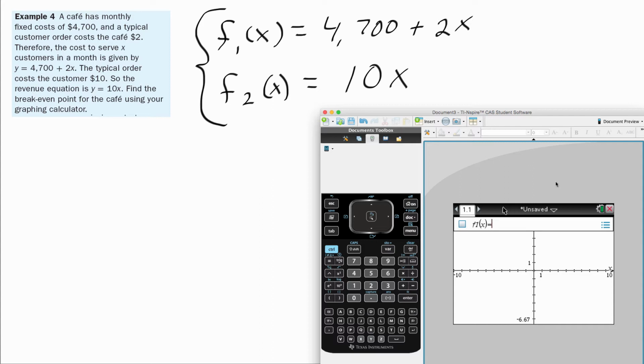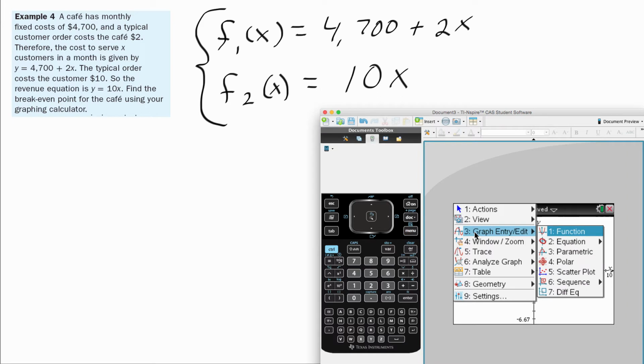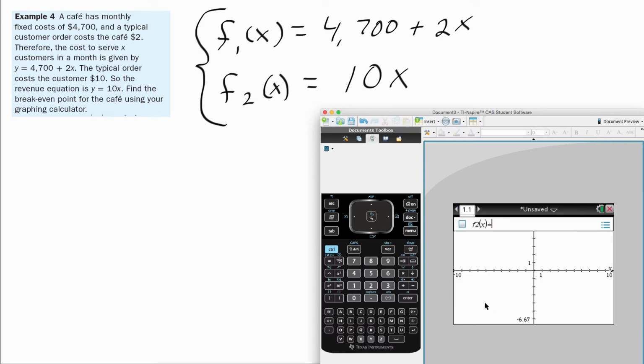I'm going to put in 4,700 plus 2 times x. It's my first equation. I'll enter that. I don't see anything, but I'm not worried about it yet. I'm going to go ahead and enter my next function and then worry about finding this. F sub 2 of x is equal to 10 times x. I'll enter that one. Okay, I see that one.